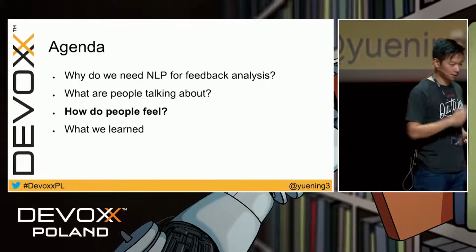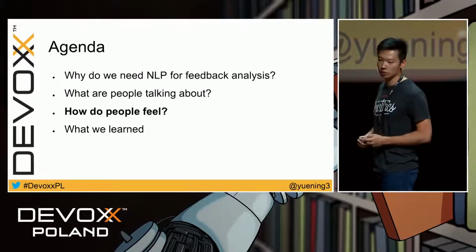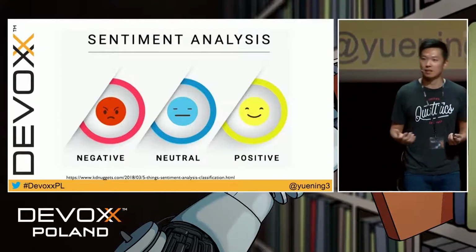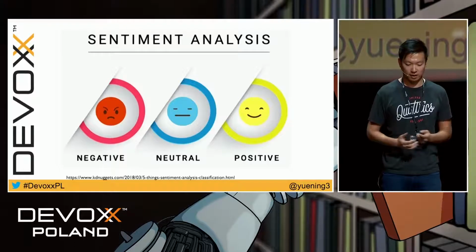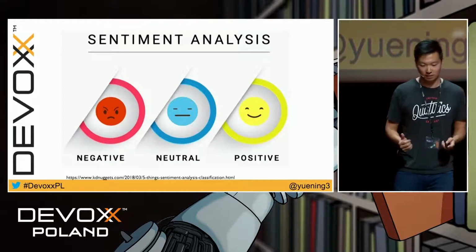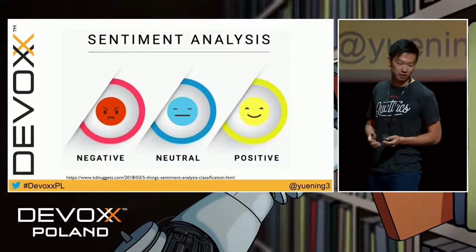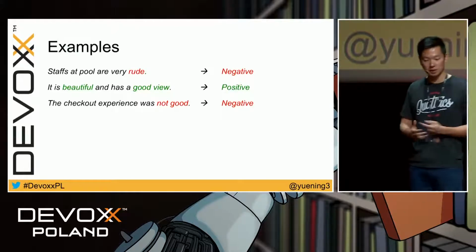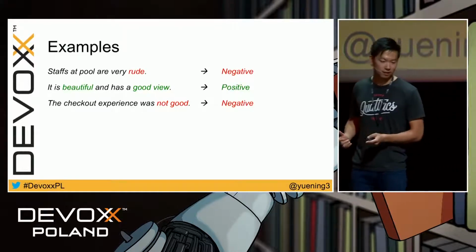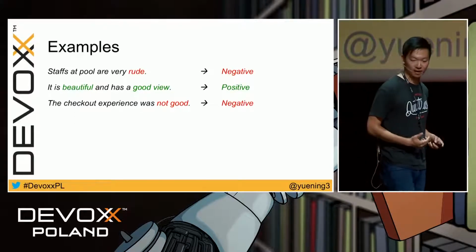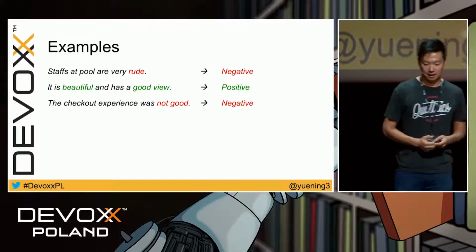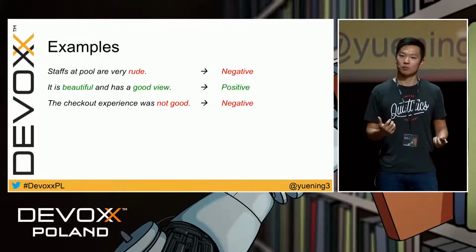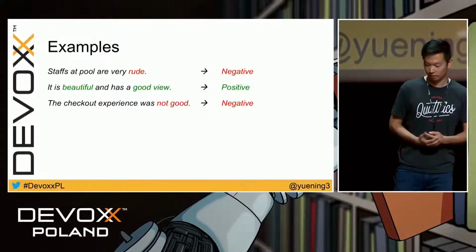For this question, a pretty close problem is sentiment analysis. For the comments we got regarding my fancy hotel, whether that's negative, neutral, or positive, let's look at some examples here. The first one: staff side pool are very rude. We see the word rude, and we know that's negative. In the second one, we see beautiful and good view, we know that's positive. And same for the third one, we see not good. The good is positive, but there's a negation in front of it, so it's negative.